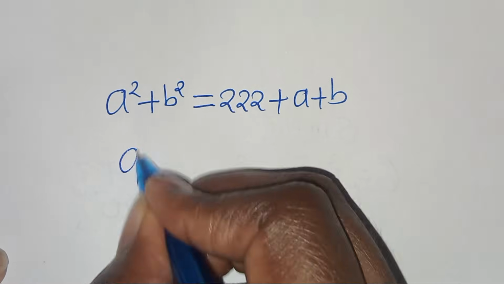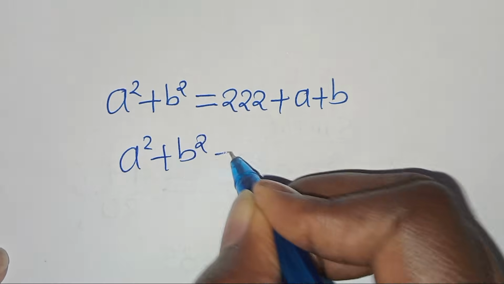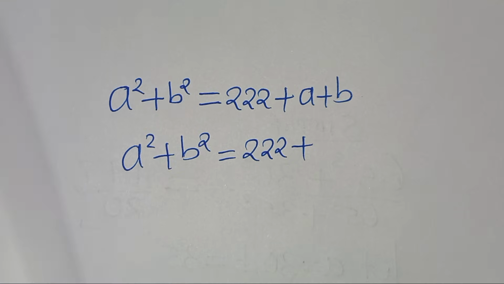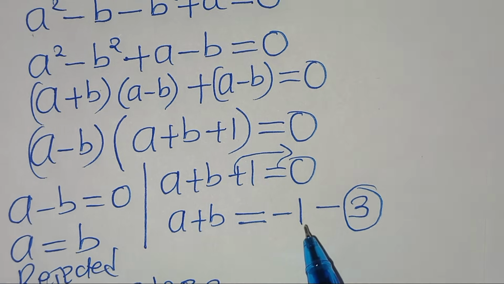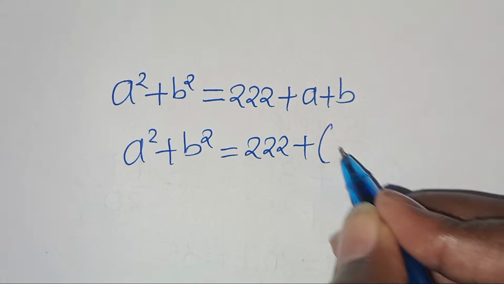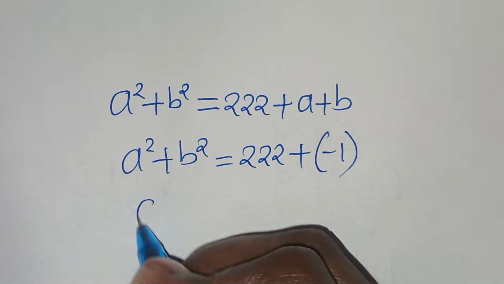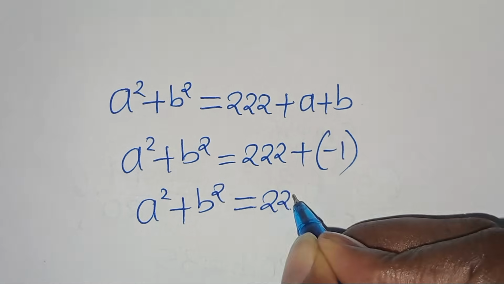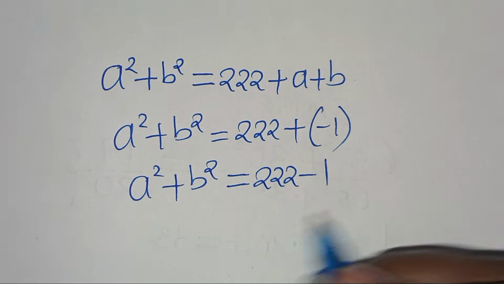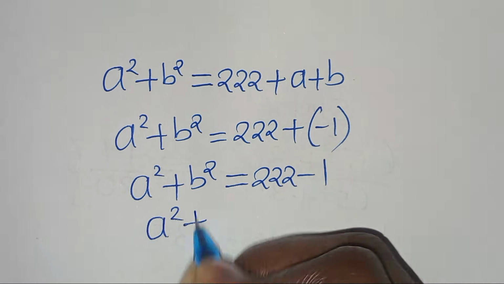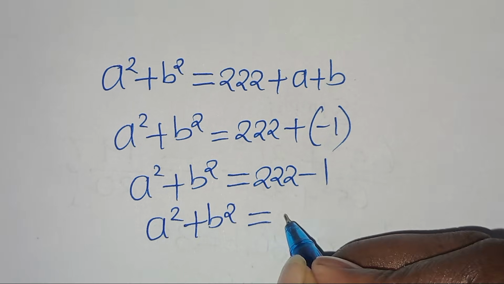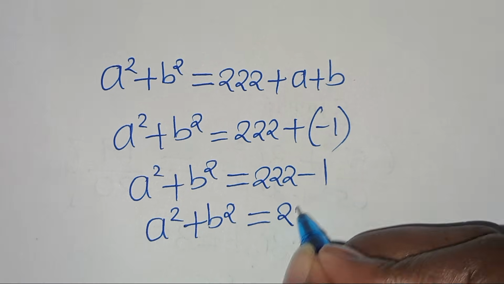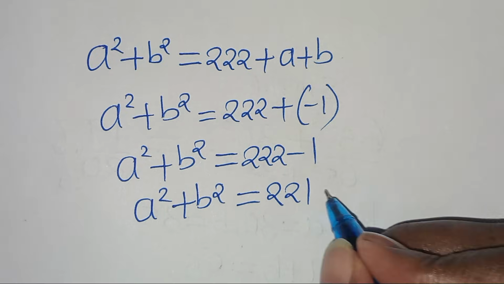Now here we have a squared plus b squared. This is equal to 222, then plus a plus b from equation 3. This is equal to minus 1. So we have plus minus 1. So that now a squared plus b squared, this is equal to 222 minus 1. And this implies that a squared plus b squared, this is equal to 221. And let's call this equation 4.